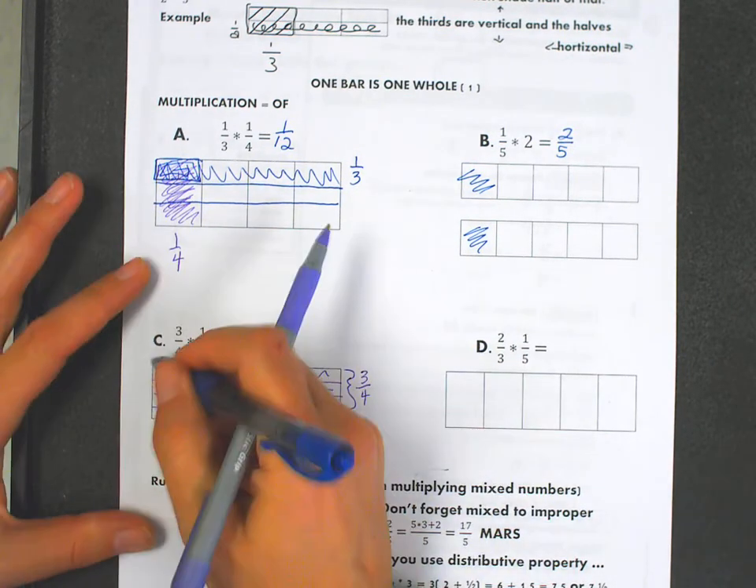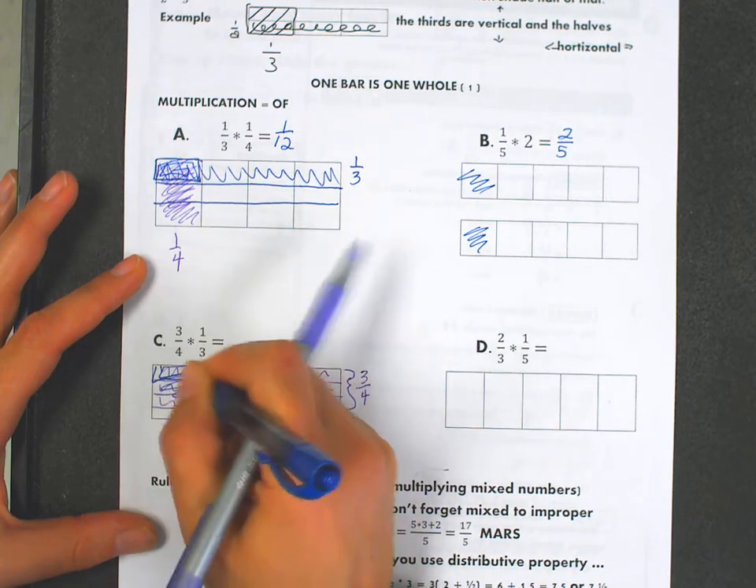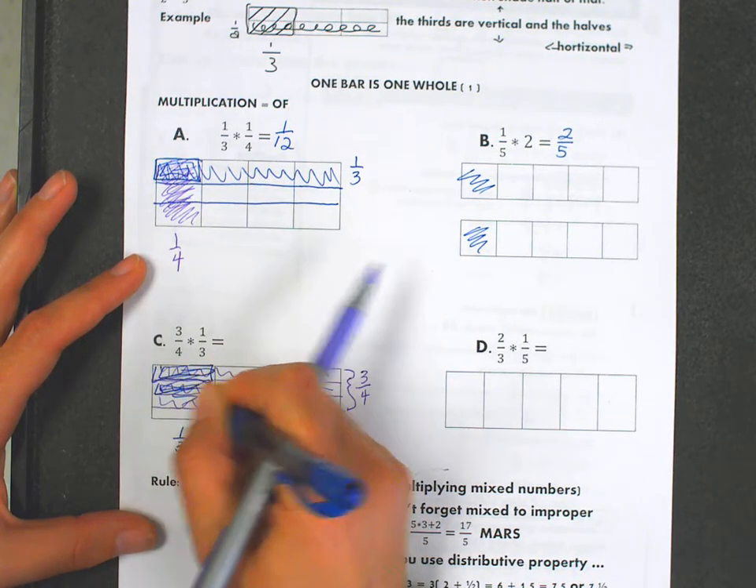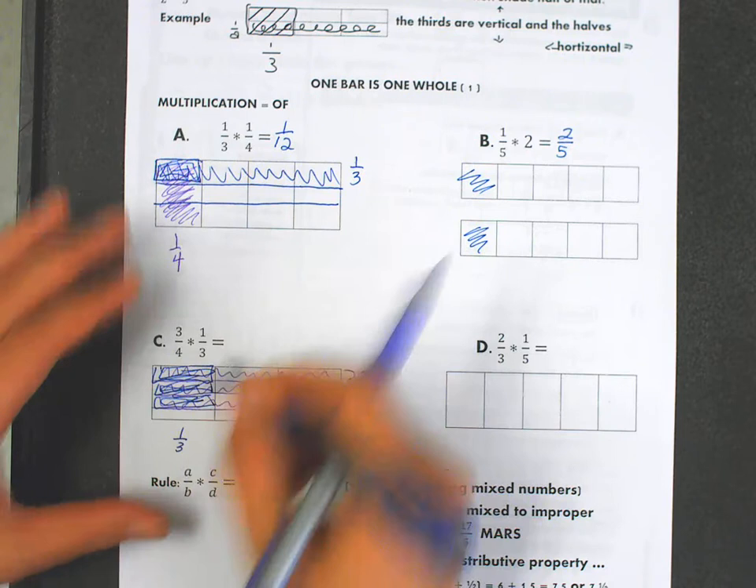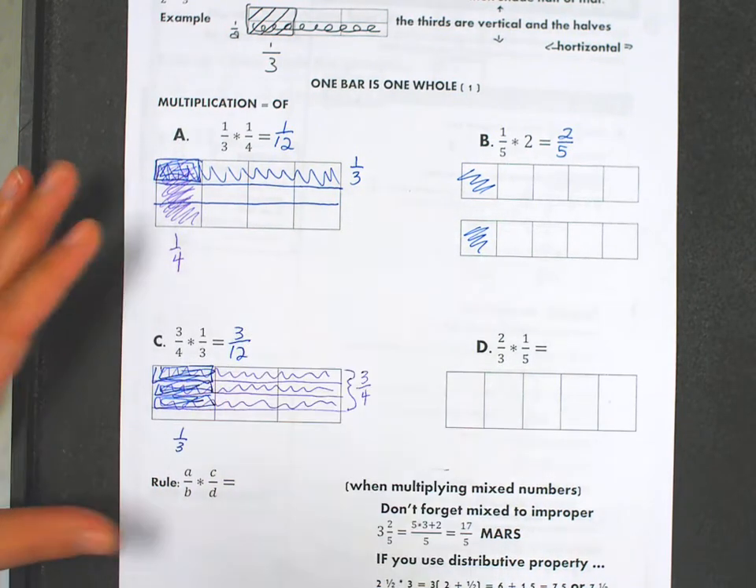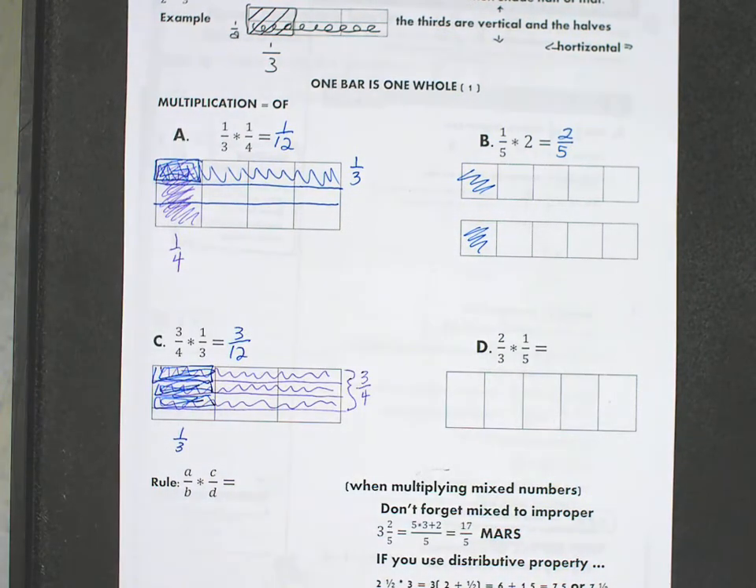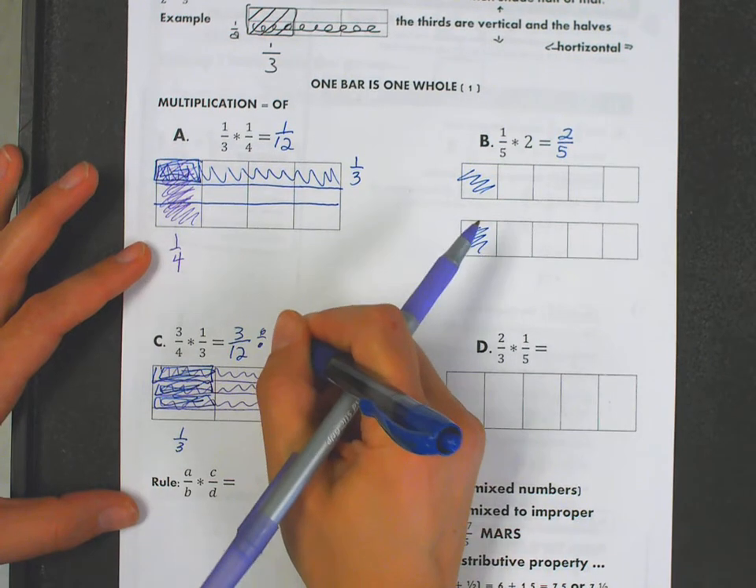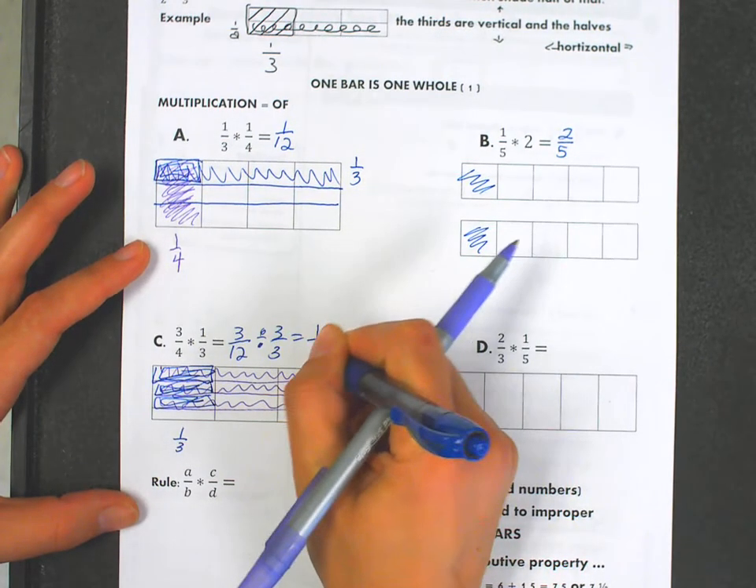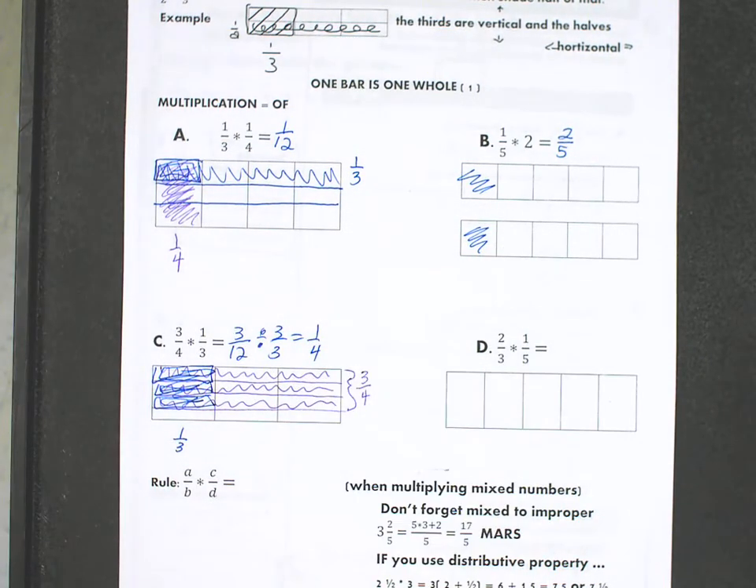I see 1, 2, 3 of the 12 blocks I have there shaded, which by the way reduces to 1/4. If we're doing this on the calculator it will automatically reduce.